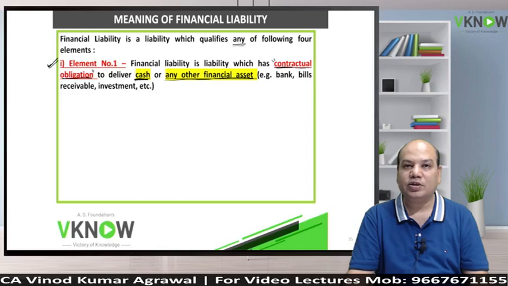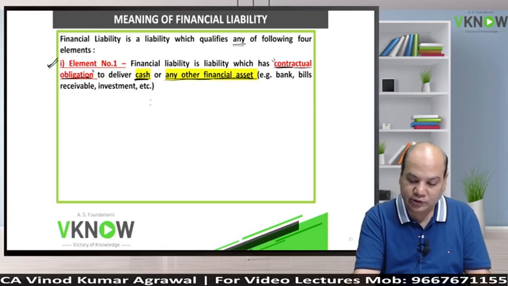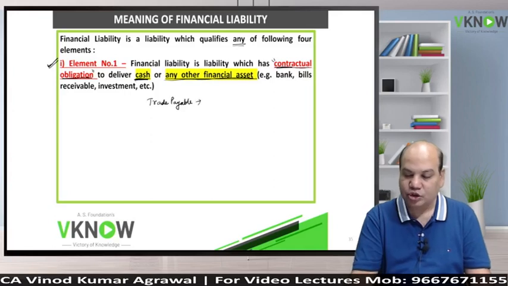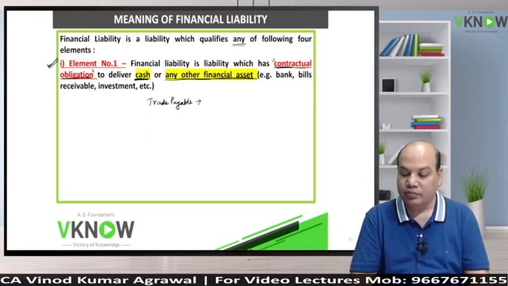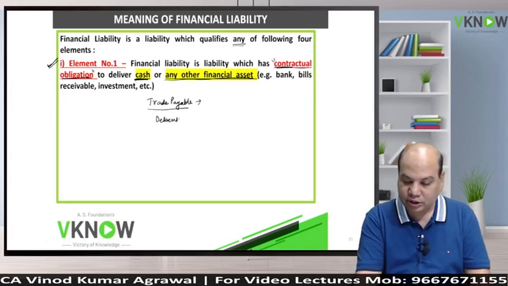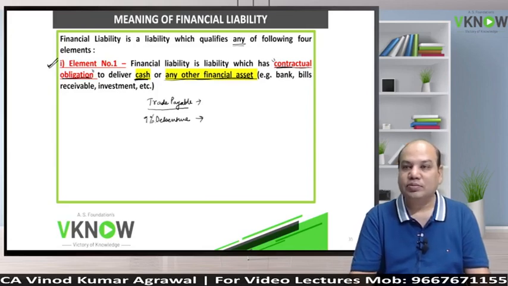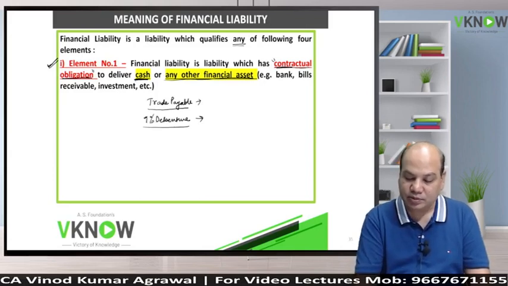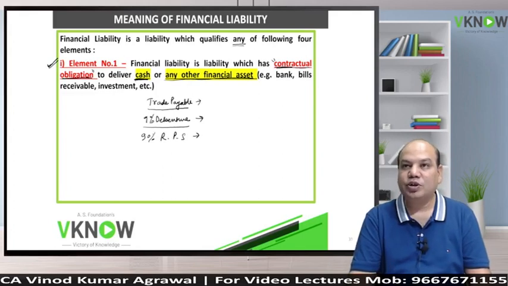Examples of any other financial asset are bank balances, bills receivable, or investments. Now if you look at this example, trade payable will come into the definition of element number 1 because there is a contractual obligation to pay cash. Debenture, a 9% debenture issued by the company, has a contractual obligation to pay cash, interest and principal. Even a 9% redeemable preference share will fit into this definition now.